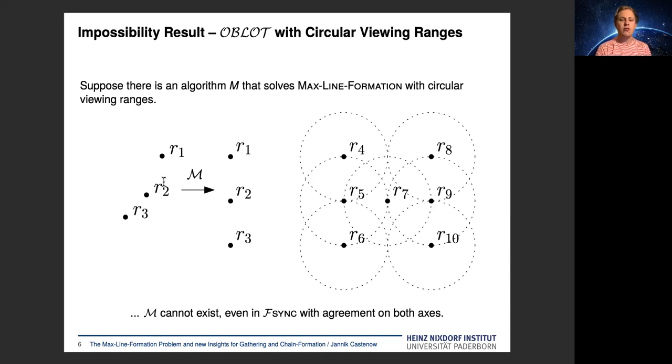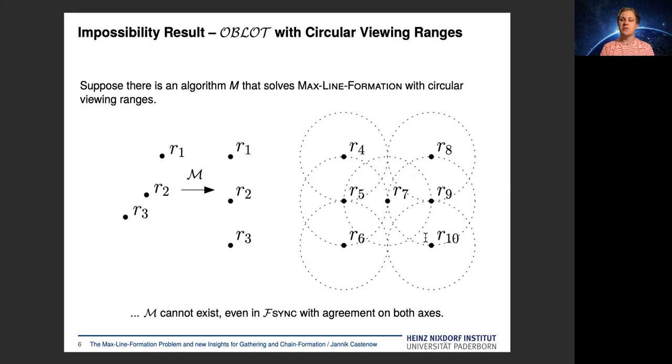This algorithm M would transform the 3 robots here to the left into a straight line of length 2. So for example, the robots are finally arranged like this: R1, R2, and R3. Then we define the second configuration of these 7 robots to the right. And the second configuration is parallel to the final configuration of the 3 robots.